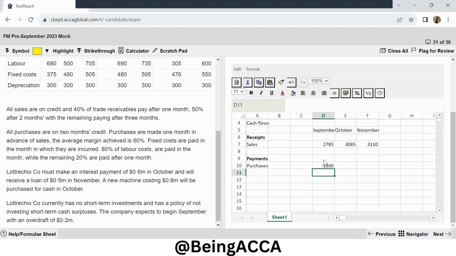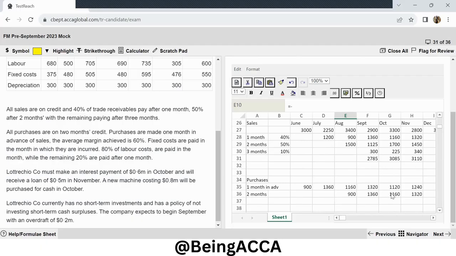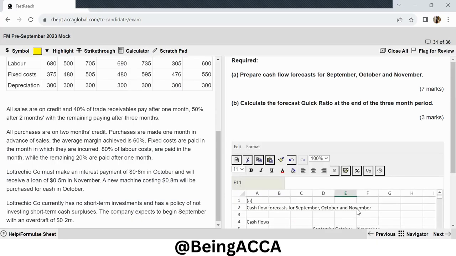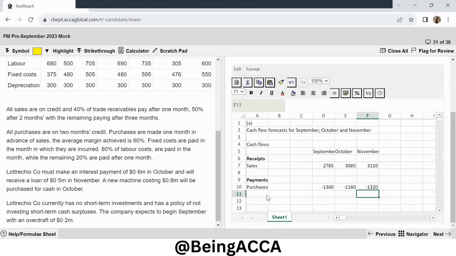Then, this is cell F36, so that must be, okay, minus for the month of October, and then for the month of November, I can put a minus sign, and this was this amount over here. So now I have my outflows with respect to my purchases as well.